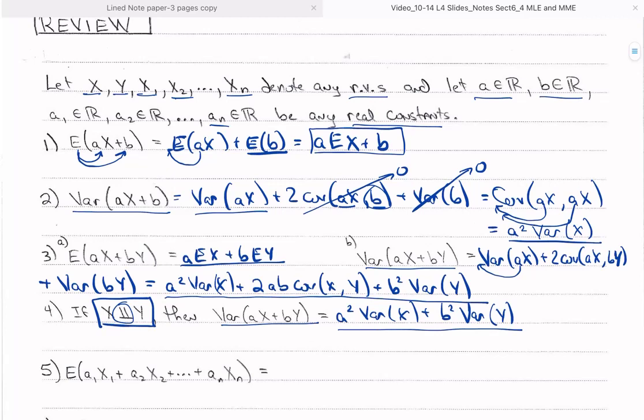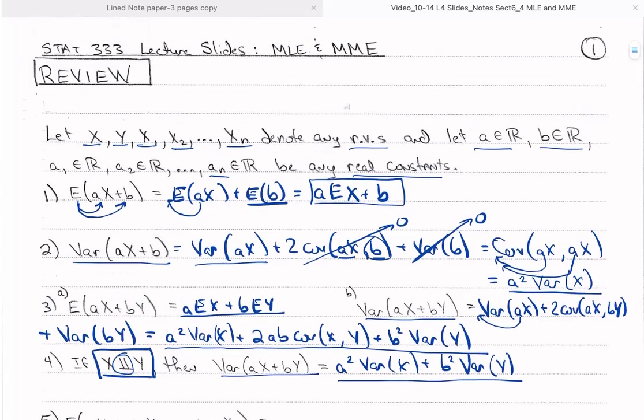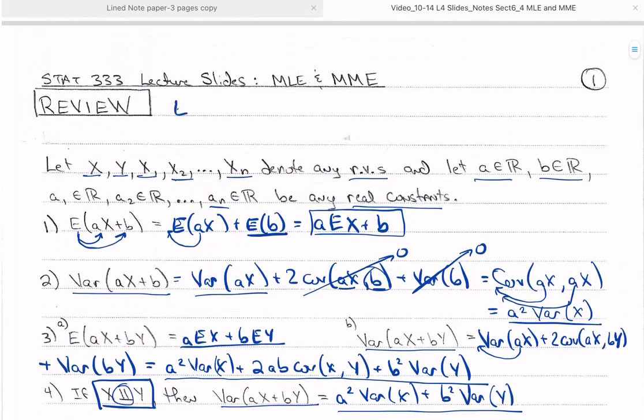If this does not make sense to you, please go back and review this, or you can ask me in office hours. I will work through more detailed explanations.